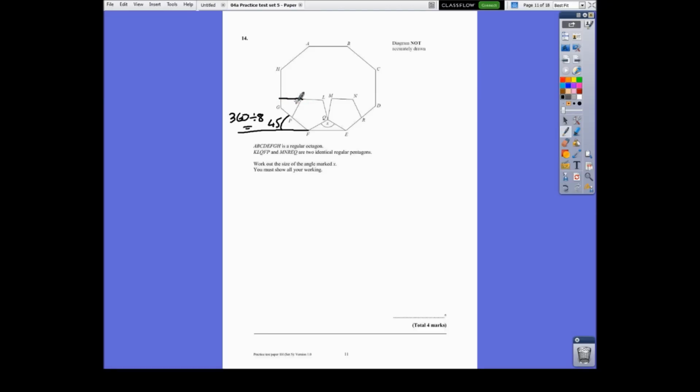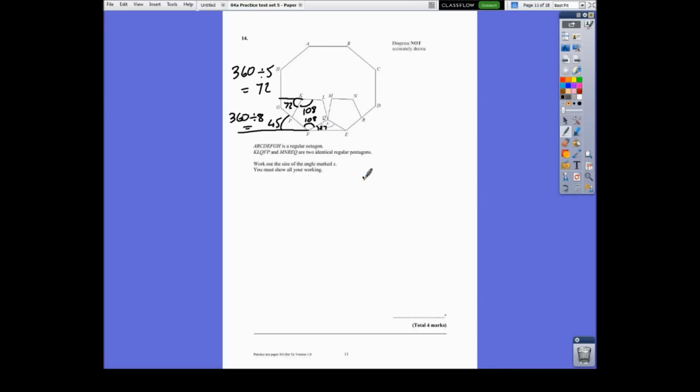If I work out this external angle here, it'll be 360 divided by 5 because it's a pentagon, which will give me 72, which means that this internal angle is 108, taking it off a straight line, which will also mean that this here is 108. So in there we've got 45 and 108 on a straight line, which take off 180 will give us 27 for this angle here.